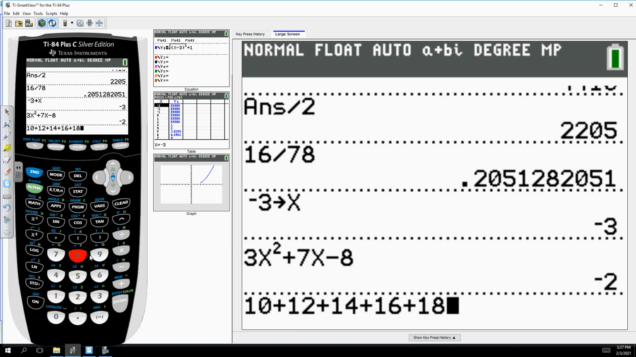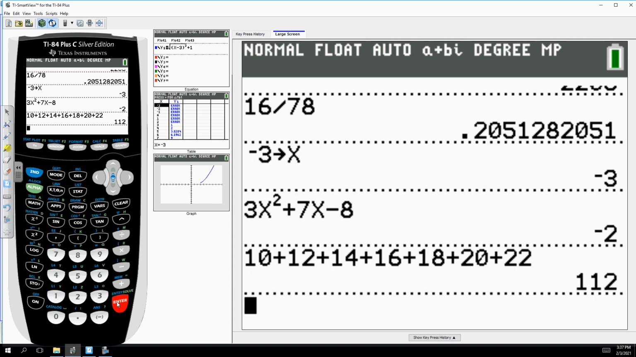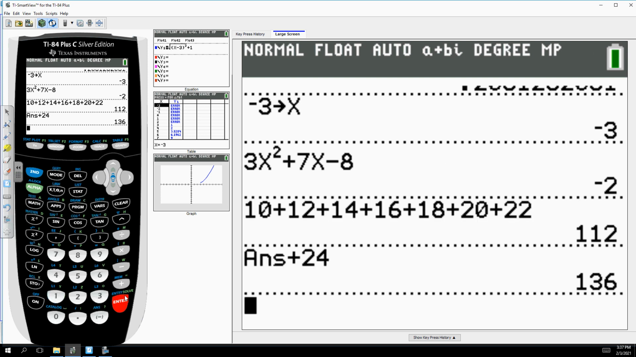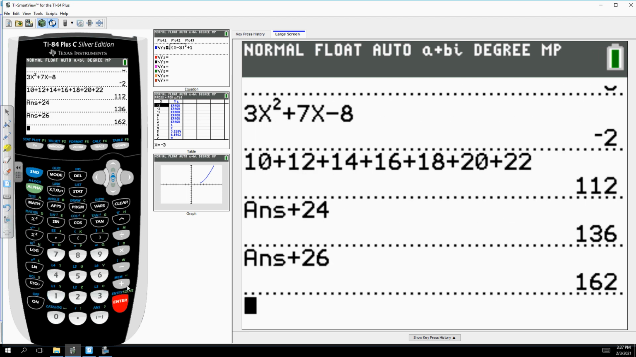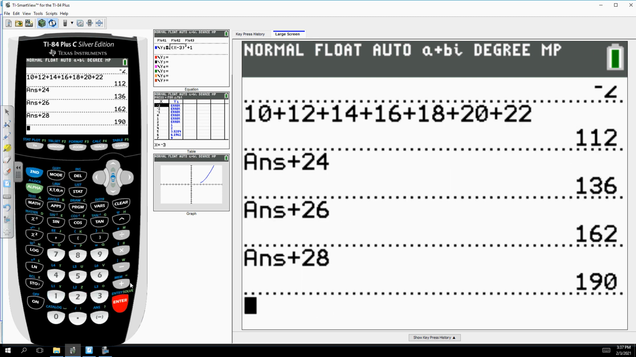18 would be 5 rows. 20 would be 6. 22 is 7. Let's see how long that is. 8, 9, 10, and I think the next row is 11.